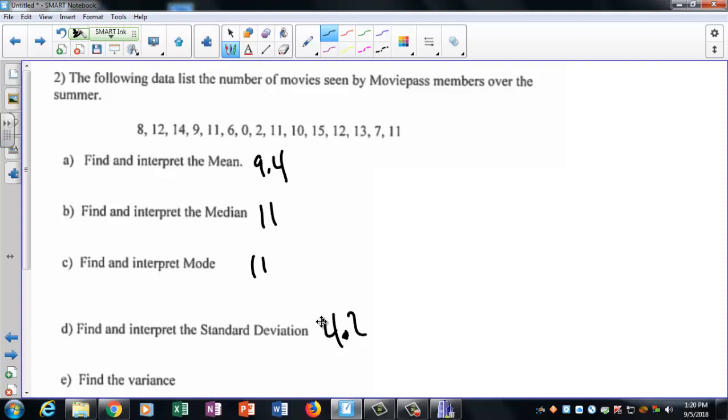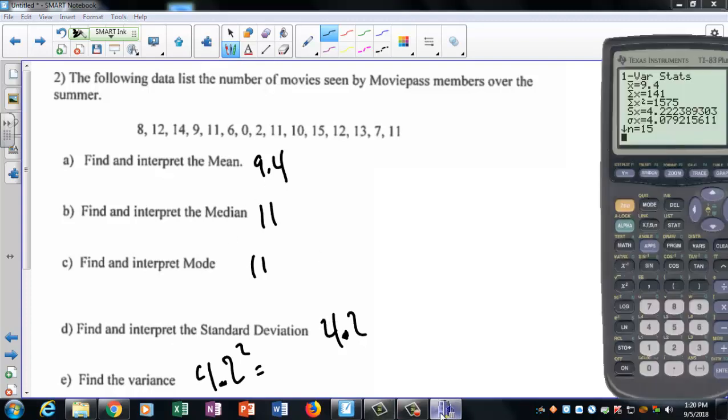Find the variance. The variance would be 4.2 squared. This is not one that I would ask you to do on your own or to interpret. You would just have to find it if you were asked to. It is 4.2 times 4.2, which is 17.64.